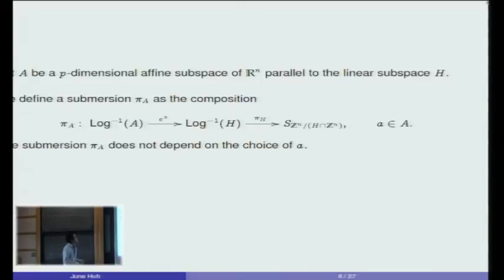And you can do the same thing not just for rational subspaces, but for affine subspaces, because all affine subspaces are translations of rational subspaces. You pick any point from the affine space you have chosen, and you define the same map pi_A by translating with respect to the chosen element by taking the exponential. And the map doesn't depend on the choice of a.